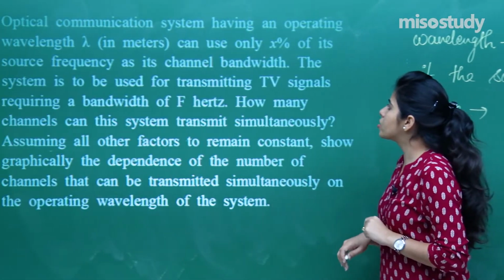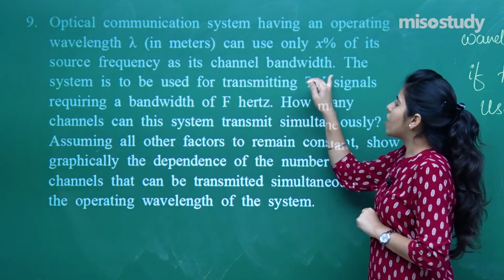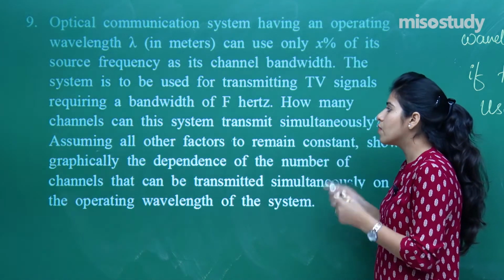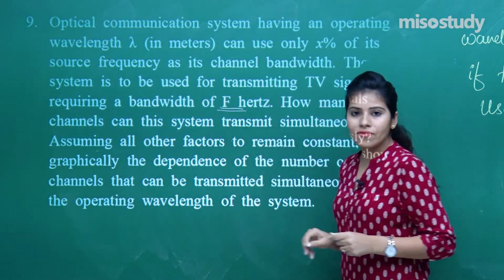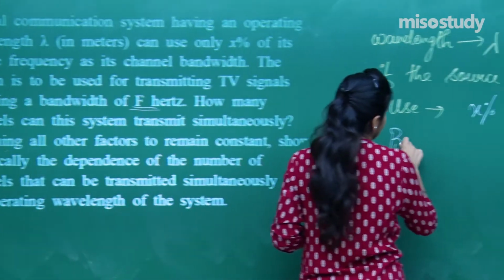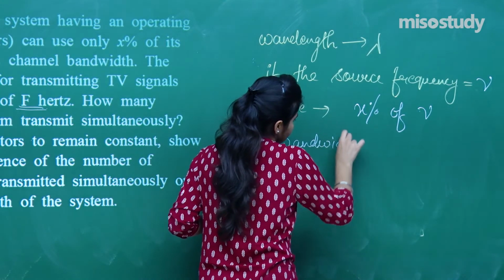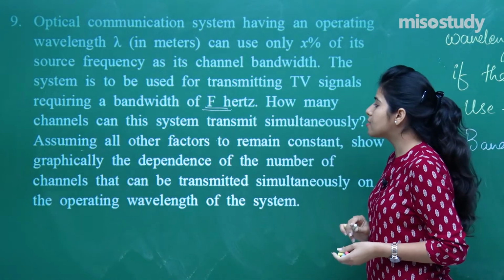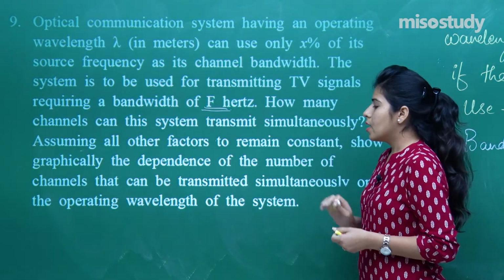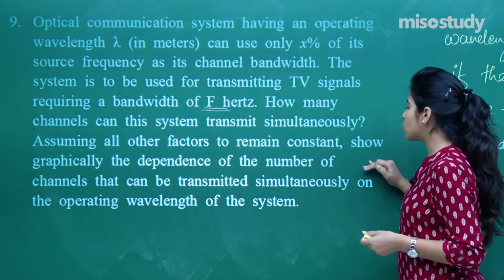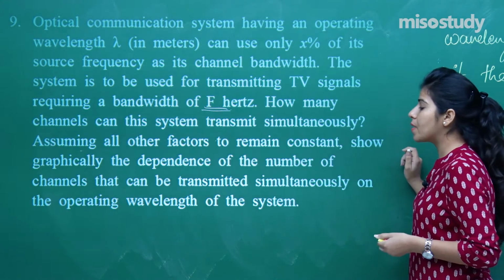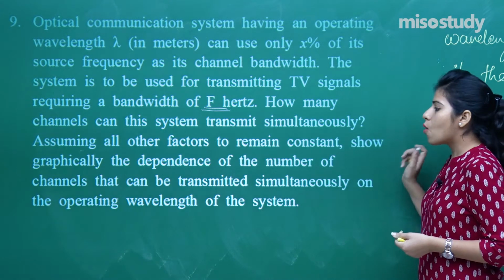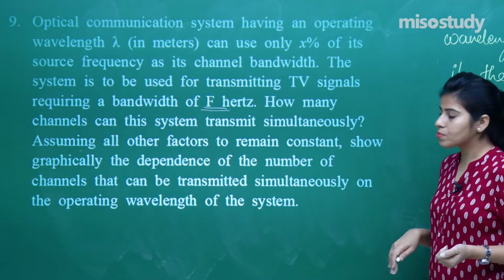Okay, start reading the question. Source frequency as its channel bandwidth. The system is to be used for transmitting TV signals requiring a bandwidth of f hertz. So bandwidth has been given as f. How many channels can this system transmit simultaneously? Assuming all other factors to remain constant, show graphically the dependence of the number of channels that can be transmitted simultaneously on the operating wavelength of the system.